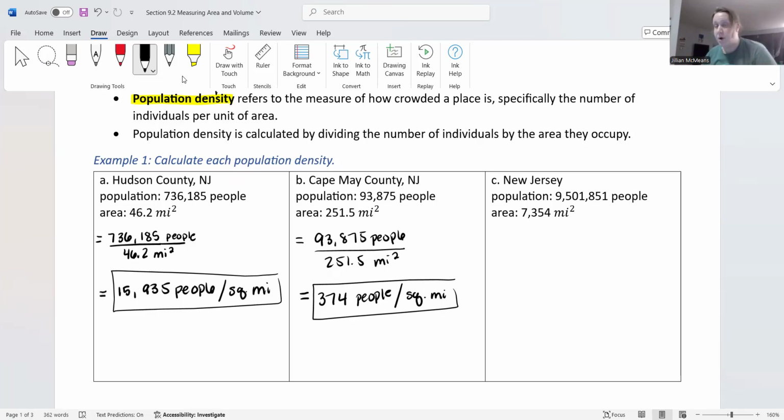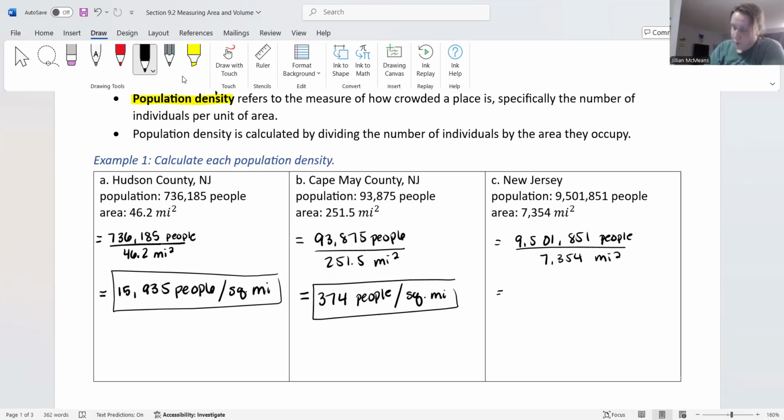Now let's look at New Jersey as a whole so you can see how densely populated that one county is. There's a couple of them that are really densely populated, but Hudson County is just super, super densely populated. Now, New Jersey as a whole has a population of 9,501,851 people, and it has an area of 7,354 square miles. So the population density, 9,501,851 people divided by 7,354 square miles. And again, just use your calculator. And let's round up to the next person again.